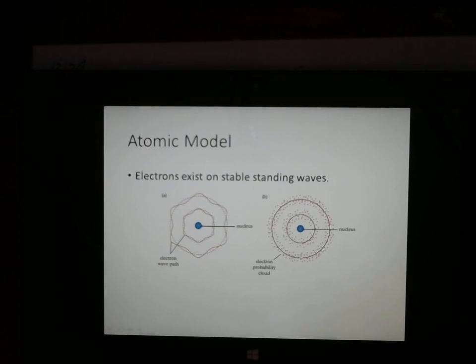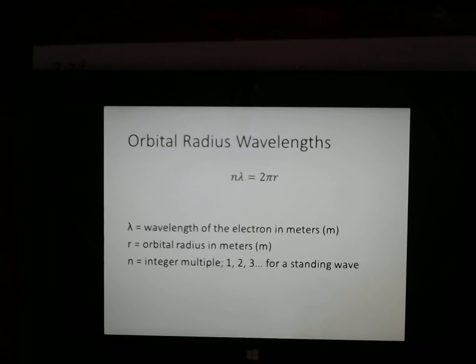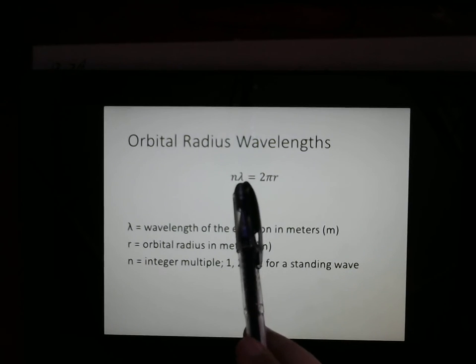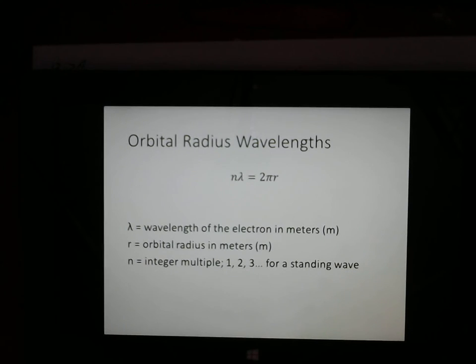The formula that connects those two things, the de Broglie wavelength to the orbital radius, is also provided to you, and you're expected to recognize it from the text. This is the last one of these N formulas. So we have lambda, that's just the wavelength. In this case, it's the electron. So we're just going to do it in terms of orbiting electrons. 2 pi for a constant, r for the orbital radius.